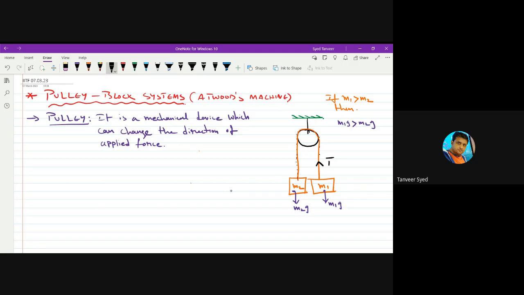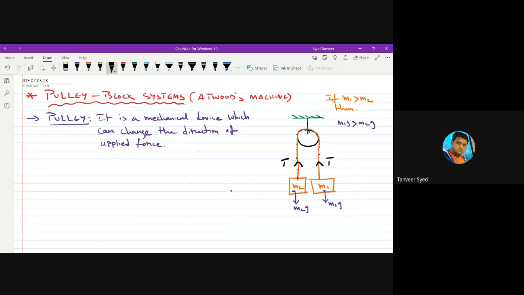This tension which acts on M2 will be in this direction. Same tension, T, and M2g is acting downward. Now if you take block M1, two forces are acting on it: its weight M1g downward, and tension in the string T upward. If you take M2, two forces are acting on it: its weight M2g downward, and tension in the string T upward. So on the two blocks there will be a resultant force or net force. If there is a net force, there will be acceleration. So these two blocks will move with acceleration.